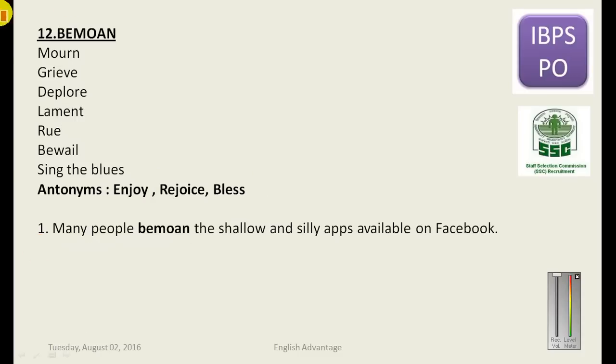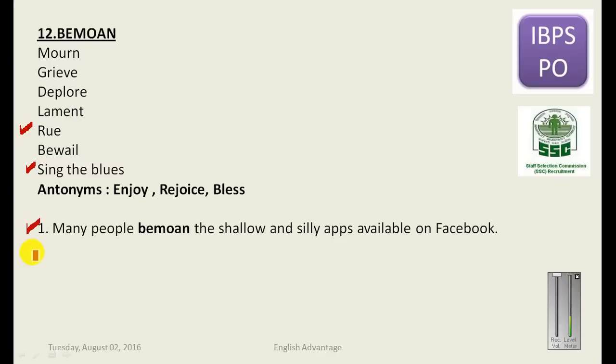Bemoan, mourn, grieve, to be sad. Bemoan means to be sad in simple language, and these are the corresponding synonyms: mourn, grieve, or grievances. Deplore, and from this word you can make the adjective deplorable. Lament, rue, this word has come in many exams. Rue means sadness. Bewail and sing the blues. Sing the blues is an idiomatic expression. And the antonyms of this word will be enjoy, rejoice, and bless.